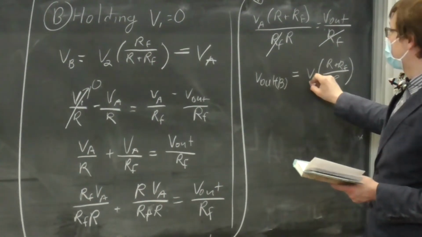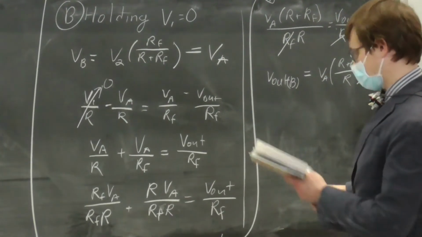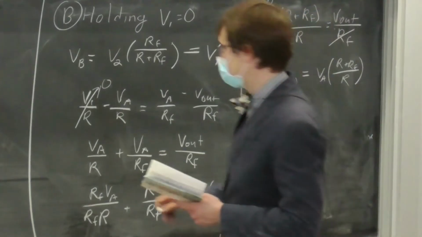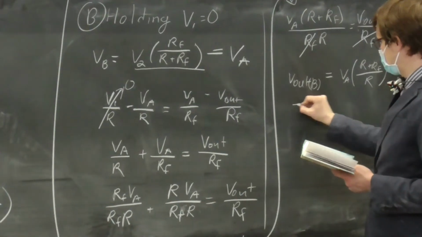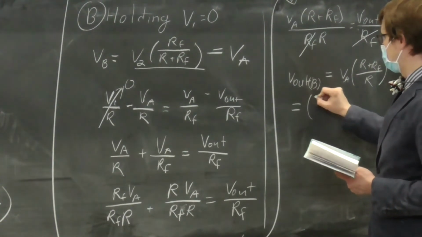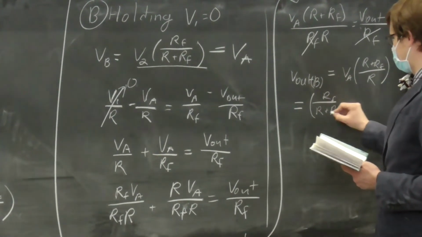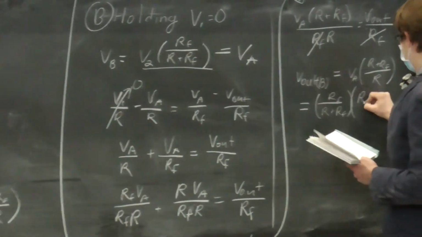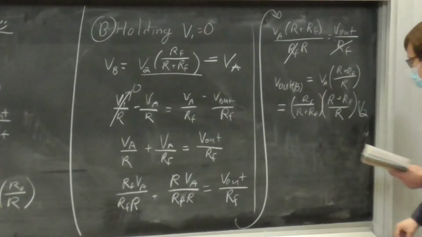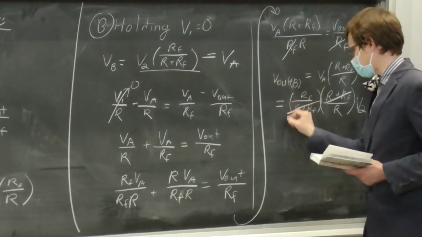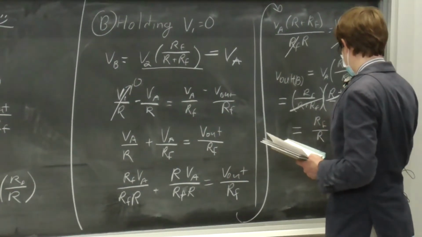Of course, we don't need it in terms of VA, we need it in terms of V2, right? So, we can pull in our previously defined relation, right? To say that this is equal to R over R plus RF, there we go, times R plus RF over R, V2, right? Cancel this one, cancel that one. So it's equal to RF over R, V2.